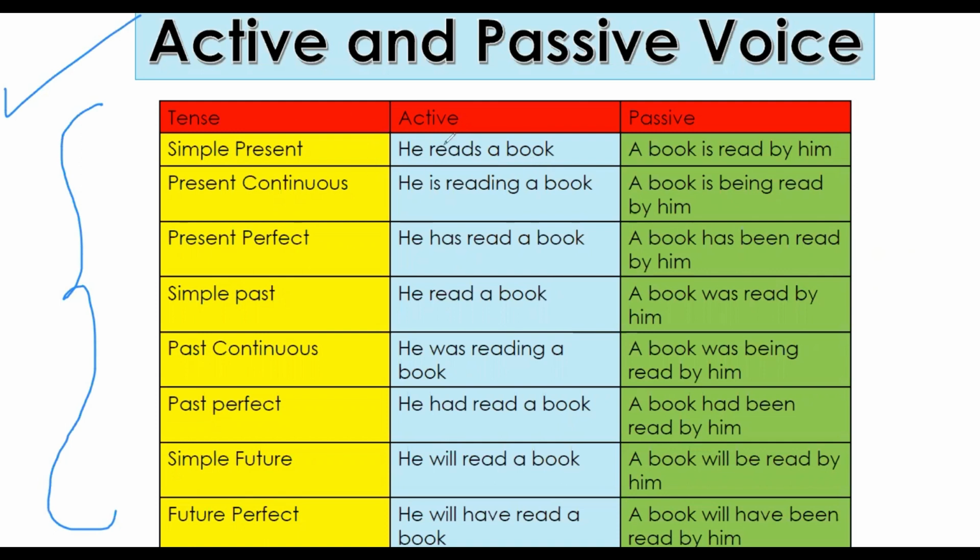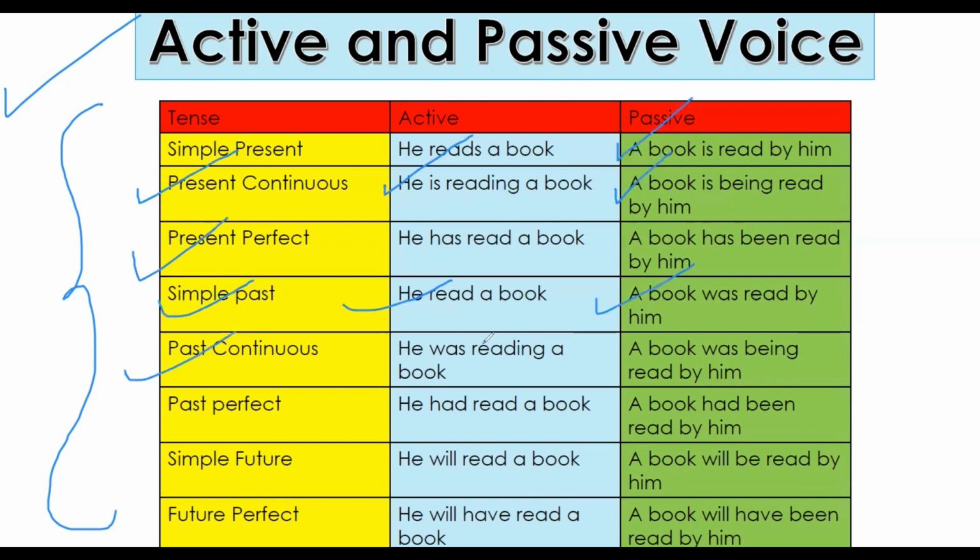In simple present tense, active voice: he reads a book. Passive: a book is read by him. Present continuous: he is reading a book. A book is being read by him. Present perfect: he has read a book. A book has been read by him. Simple past: he read a book. A book was read by him.